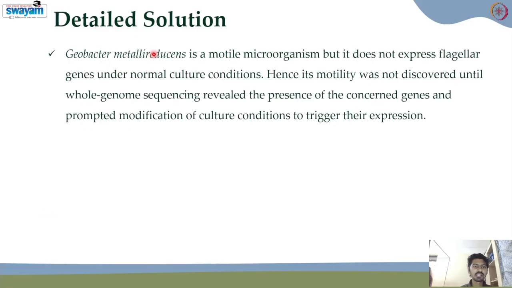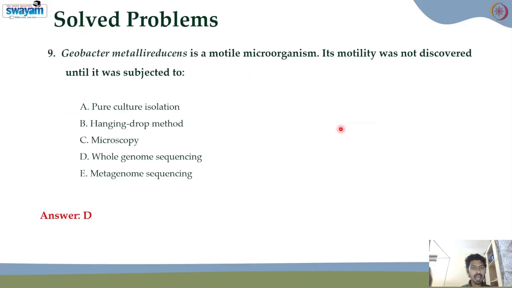So what happens here is, this bacterium is a motile microorganism, but it does not express its flagellar genes under normal culture conditions. Hence its motility was not discovered until whole genome sequencing revealed the presence of the motility flagella genes and prompted the modification of culture conditions to trigger their expression. Under normal lab conditions, it doesn't show any motility. And we all know that options A, B, C are all conducted in laboratory conditions.